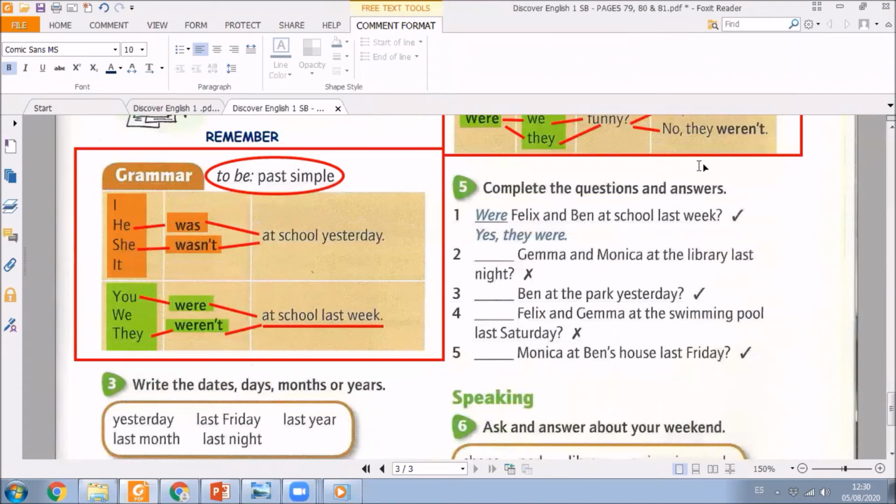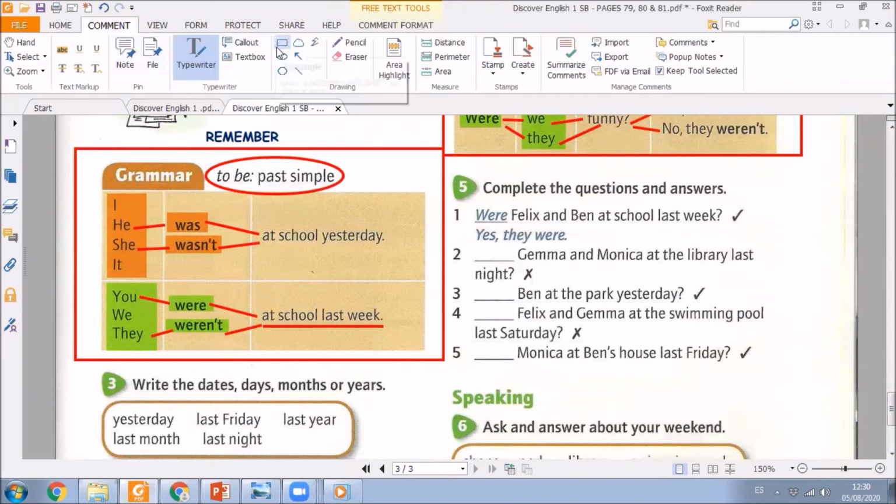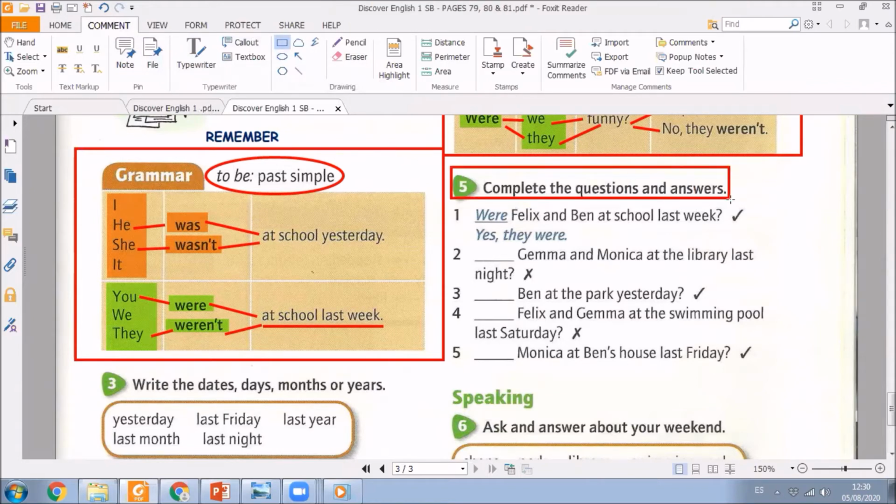Here, we have to complete the questions and answers, all right? So, complete the questions and answers. Let's read number one. Were Felix and Ben at school last week? We use were, all right? Because our subjects here are Felix and Ben, okay? We are talking about two persons, all right? Felix and Ben. So the answer says, yes, they were.